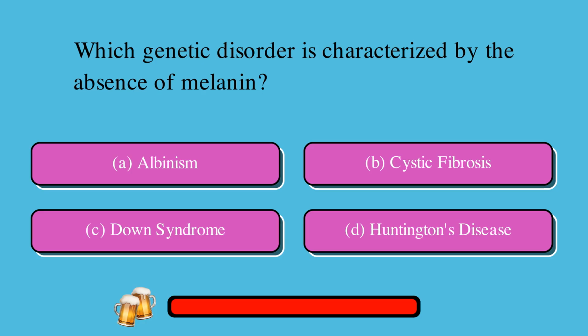Which genetic disorder is characterized by the absence of melanin? A. Albinism, or B. Cystic fibrosis, or C. Down syndrome, or D. Huntington's disease? The correct answer is A. Albinism.